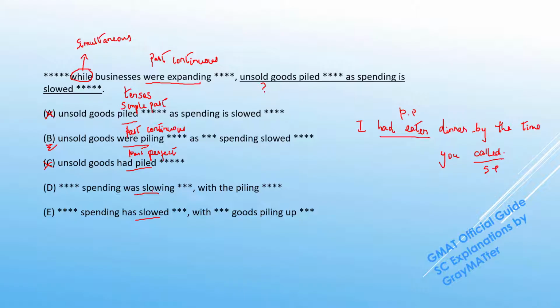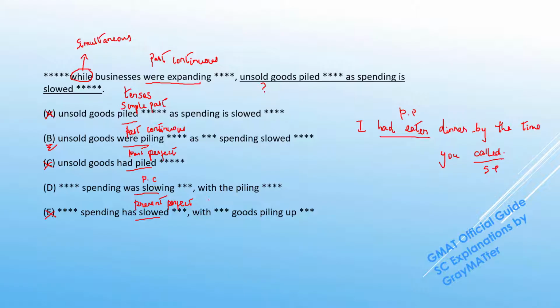Now, consumer spending was slowing. This is the past continuous tense, whereas E says consumer spending has slowed. Now, this is the present perfect tense. Again, this cannot work because we know that in the non-underlined portion, we have a simultaneous trigger and the usage of the past continuous. So E can be knocked off as well.